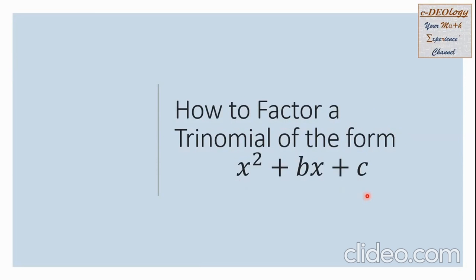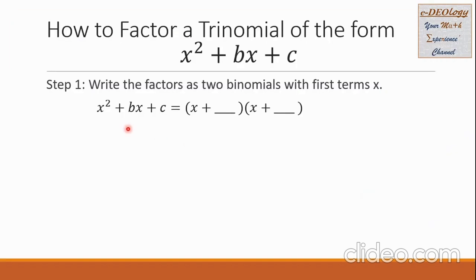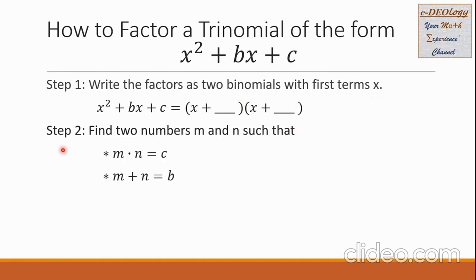We're going to follow some steps. Step 1. Write the factors as two binomials with first terms x, just like this. Step 2. We're going to find two numbers m and n. And this m and n will be those terms that we're going to write on the blanks in step 1. But there are two conditions for this m and n.